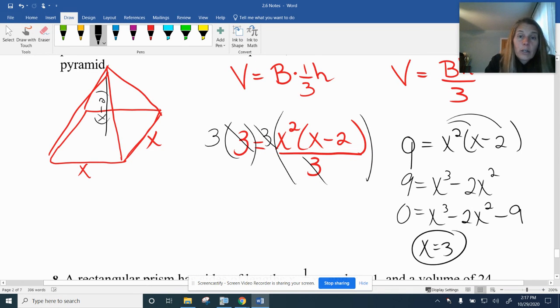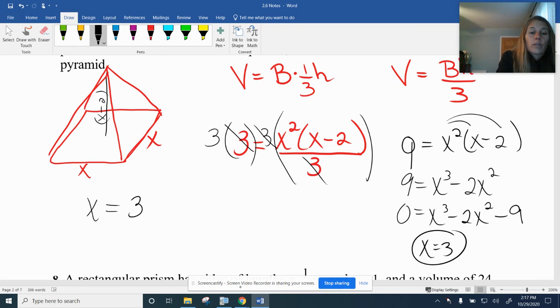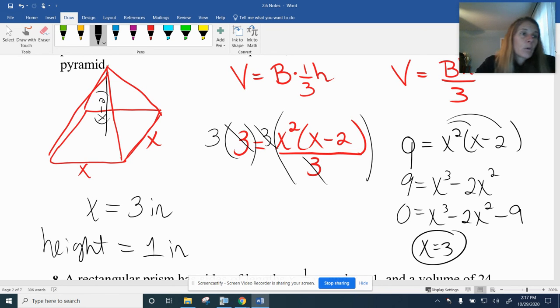Because the other two are imaginary, we don't need to worry about them because we're dealing with a physical object that has dimensions. You can't have imaginary values there. So then that would mean that x, which is the length, is equal to 3 inches, right? And then this x minus 2, this height here, is equal to 1 inch. Or unit. I don't know if it specifically said inches.